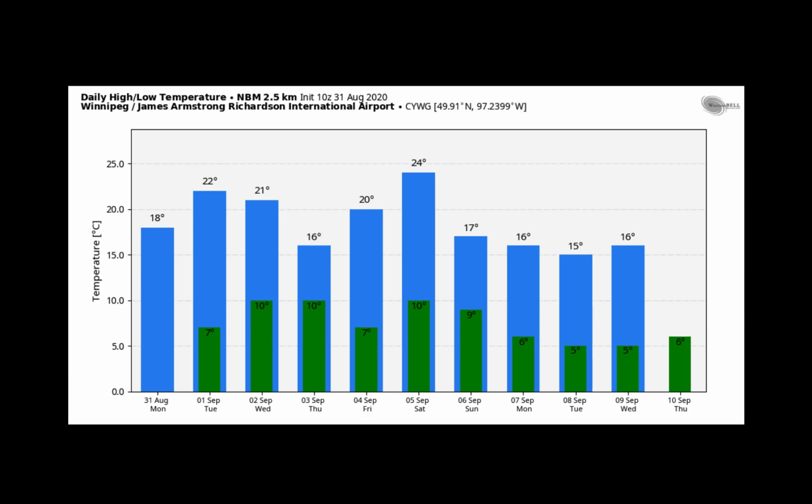And then you head over to Winnipeg. 18 today, 22 on Tuesday, 21 on Wednesday, cooling back down to 16 on Thursday, warming back up to 24 on Saturday. So that temperature roller coaster continues for everyone, with shots of precipitation light in nature every 1 to 3 days.